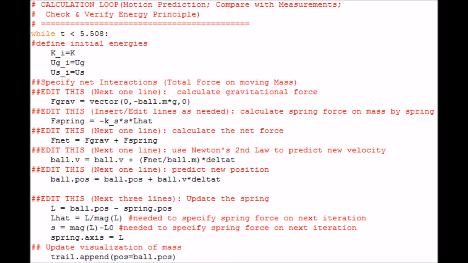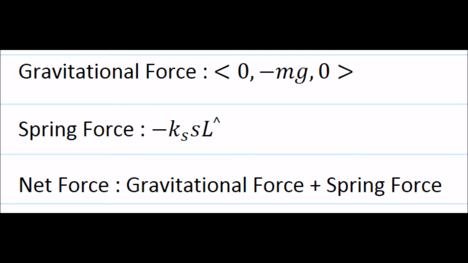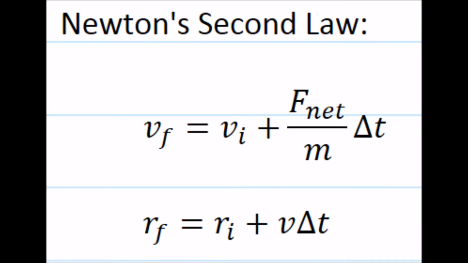Inside the loop, the gravitational and spring forces are calculated based on their force equations. Also, the net force acting on the mass is calculated as the sum of all the forces. Next, Newton's second law is utilized to update the velocity of the mass, and then the position of the mass can be calculated using the second equation seen.